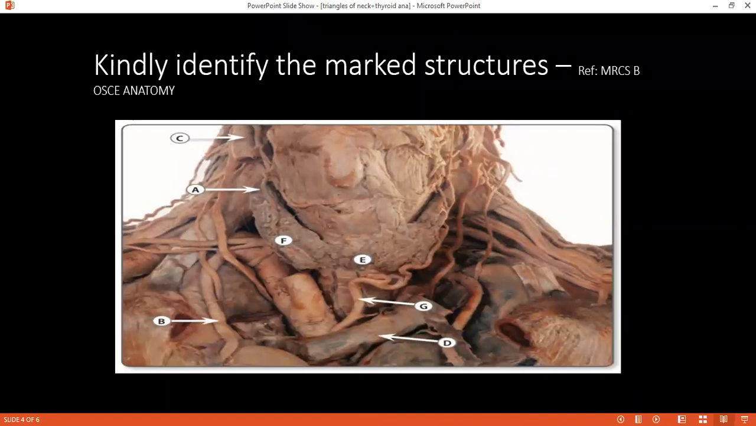Yes, okay. What is the course of it? How does it arise? For the right common carotid artery, it arises from the brachiocephalic artery, which originates from the first part of the arch of aorta, and then it goes up to the C4 level. At C4, it divides into external carotid and internal carotid.